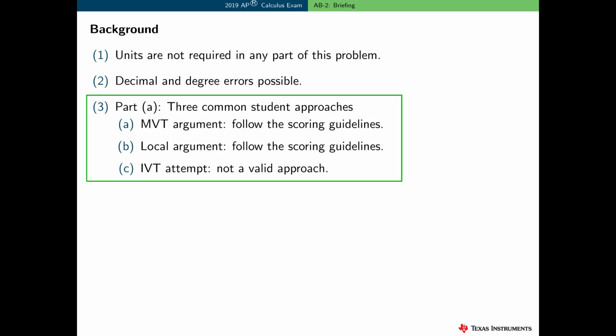There were three common student responses in Part A. The most common involved the mean value theorem, or Rolle's theorem, and I will focus on this solution. The second involved a local argument and the extreme value theorem. Now, I think this was a more difficult argument, but we scored this by following the scoring guidelines. And finally, some students attempted to use the intermediate value theorem. And this was not a valid approach here because we don't know enough about the function v sub p prime.